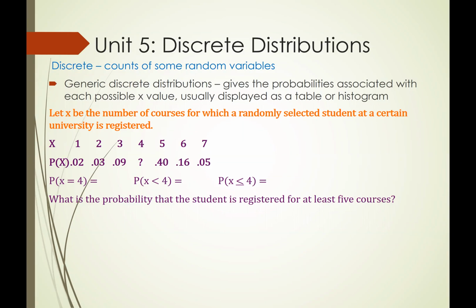We're back. Now we're starting Unit 5, which was discrete and continuous distributions. I'll start with a review of discrete distributions. Remember, a discrete variable is a count of some random variable.